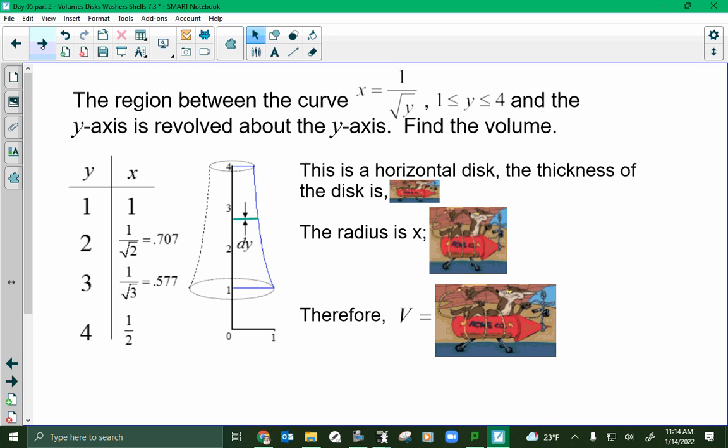All right, let's take a look at this one right here. This is a good problem to do. This is good because now it's rotated around the y-axis, okay?